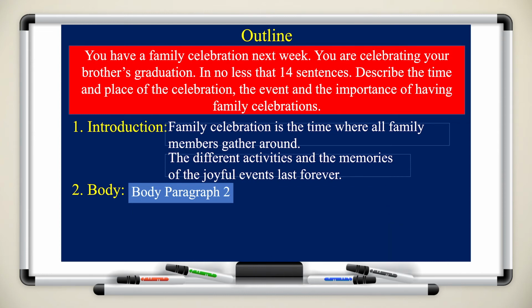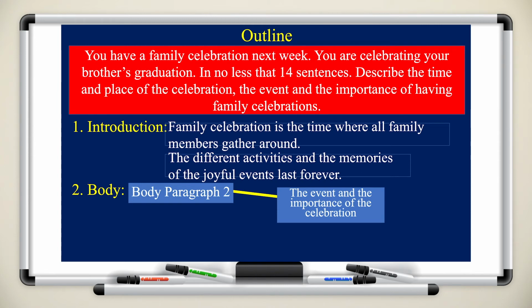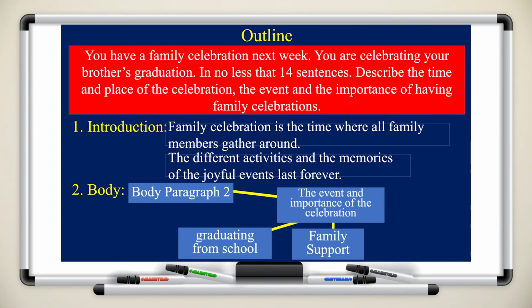But in paragraph number 2, we have the event and the importance of the celebration. What is the event and why is it important? So graduating from school, and family support, and finally once in a lifetime. You only graduate from high school once, yeah? So it's a once in a lifetime achievement. That's why it is so important.